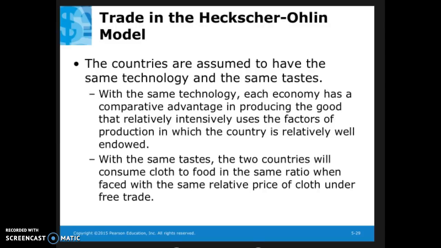So let's look at trade in this model. We have countries assumed to have the same technology and the same tastes. With the same technology, each economy has a comparative advantage. With the same tastes, countries will consume cloth to food in the same ratio when faced with the same relative price under free trade.